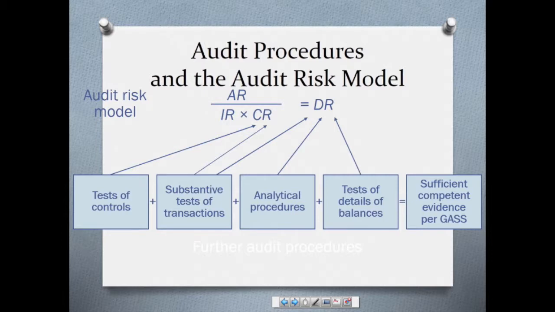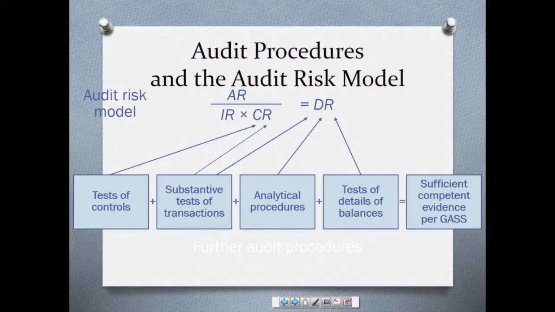So you would never use analytical procedures to test revenue alone. Right? It would not be sufficient. It would accompany other procedures that you perform, like testing controls over revenue, testing transactions, testing account balances. And so all of these procedures or types of audit tests are designed to give you sufficient, competent evidence as described under the Generally Accepted Auditing Standards.